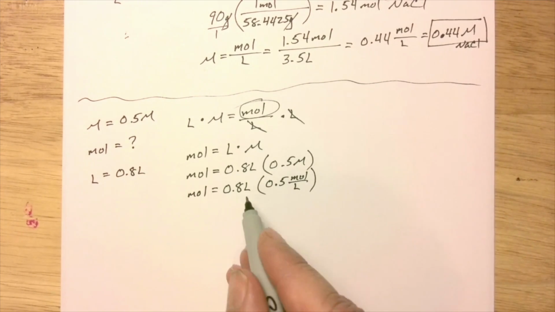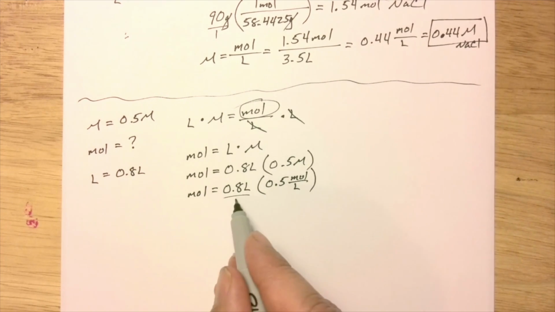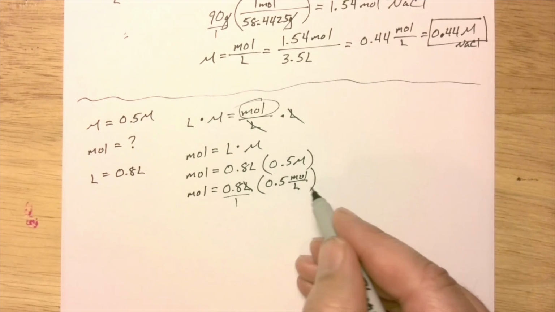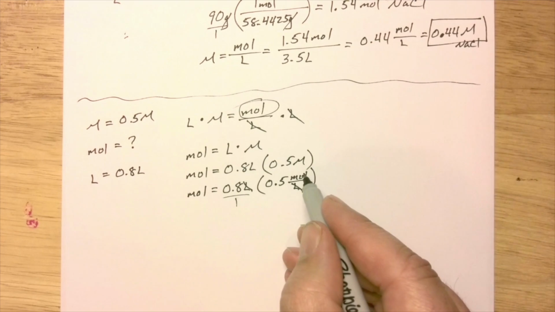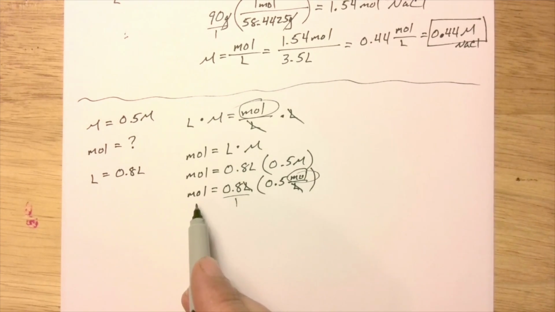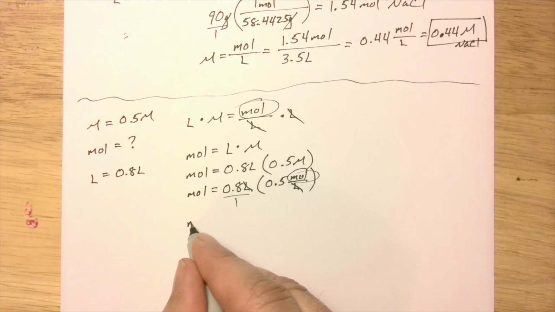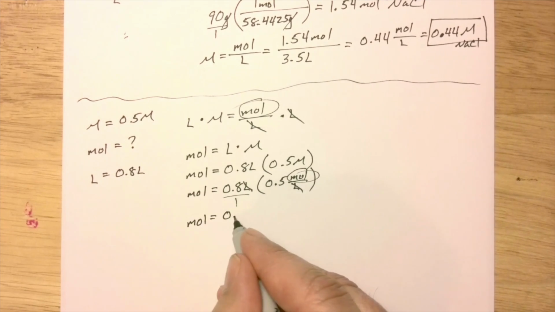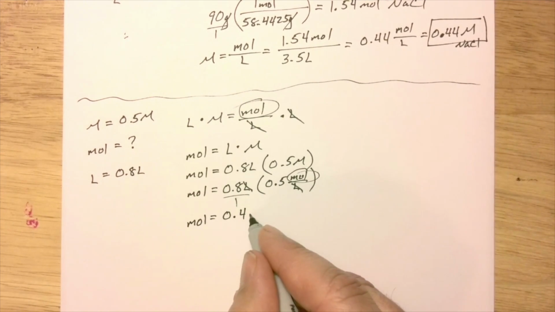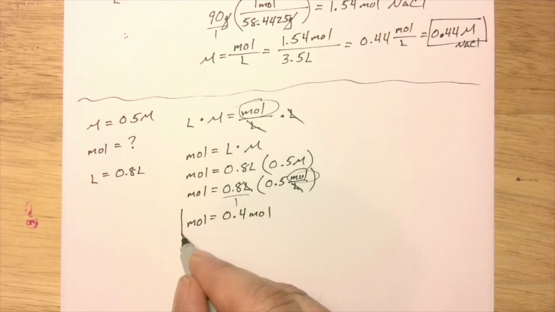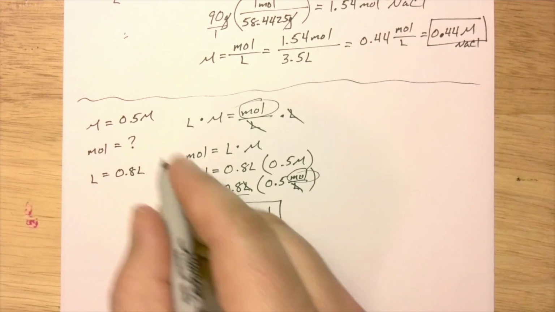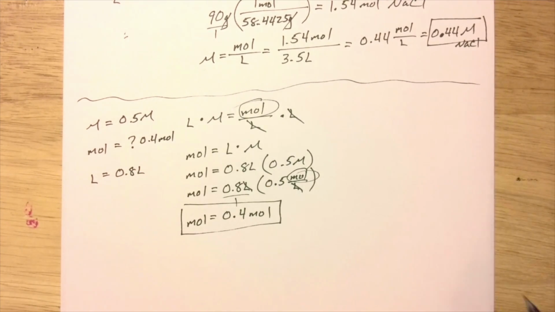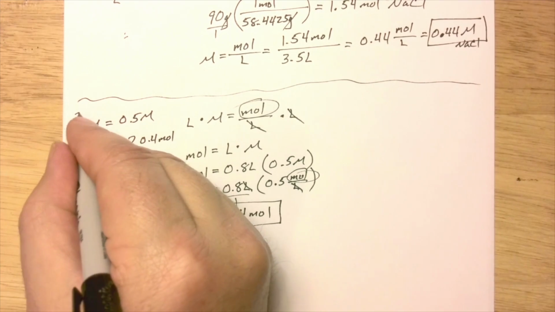Now, look what happens here. Technically, this is over 1, which means liters is on top, liters is on the bottom over here. Liters are going to cancel out. You're going to be left with the unit moles, which is what we're trying to solve for. So 0.8 times 0.5 is 0.4, and the unit left over is moles. So that's your first part of your answer here. So you're going to have 0.4 moles of hydrochloric. So that was number 2, part A.